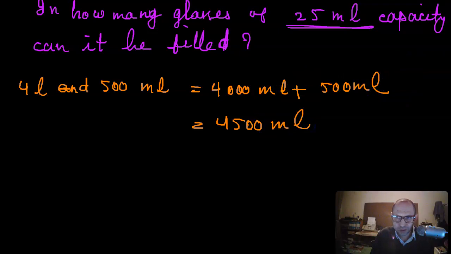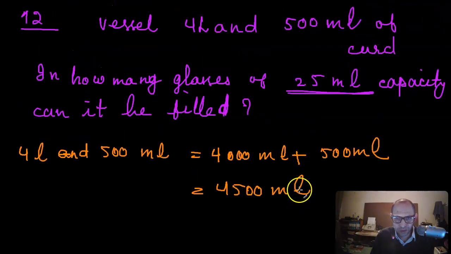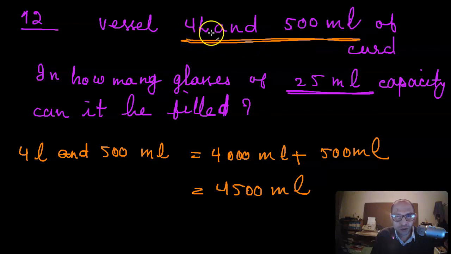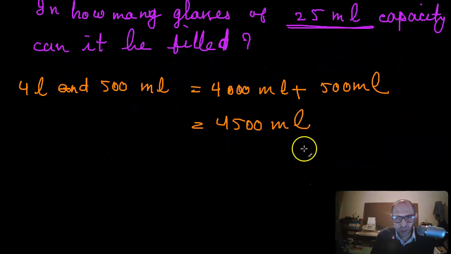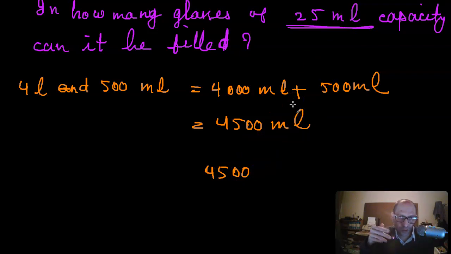So now the problem becomes the amount of curd that we started with, which when you convert it becomes 4,500 milliliters, divided by 25 milliliters. So 4,500, and in both cases the units are milliliters, so you can forget about them, meaning in the numerator and denominator they will simply cancel out.